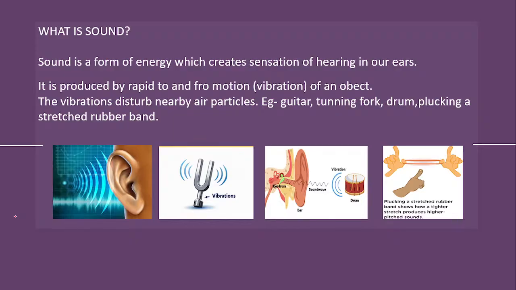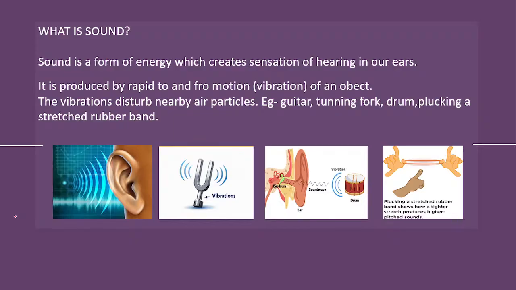Now how is this sensation produced in your ears, or how is the sound produced? It is produced by to and fro motion, or you can say vibration, of an object. When an object is vibrating, that time sound is created. So sound travels from one object to another through a vibration or to and fro motion.